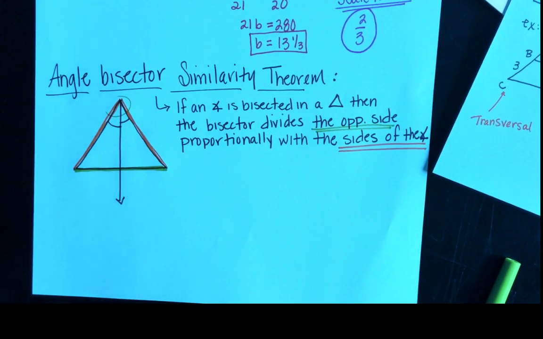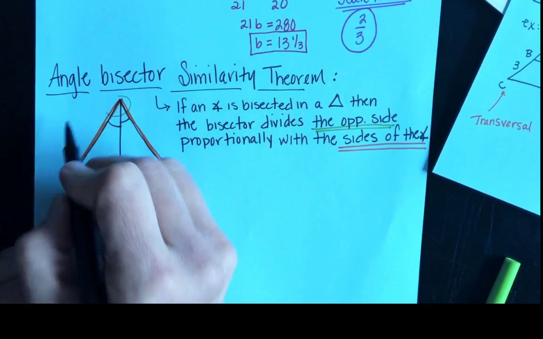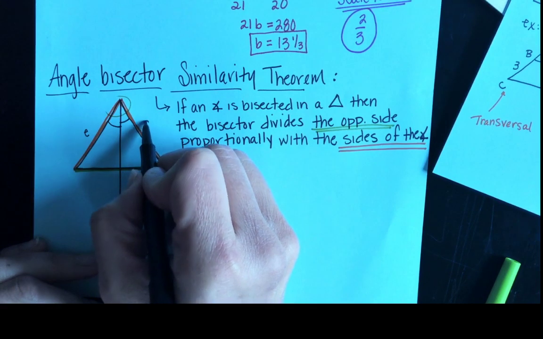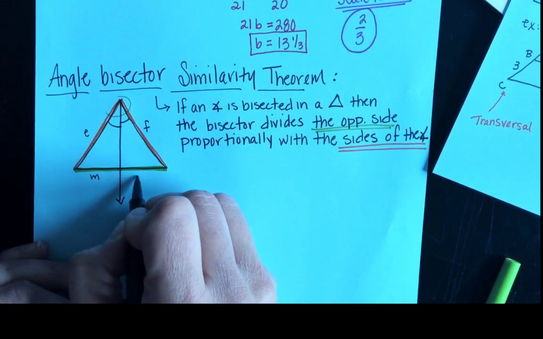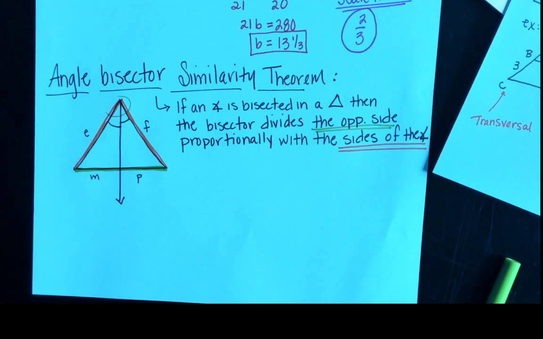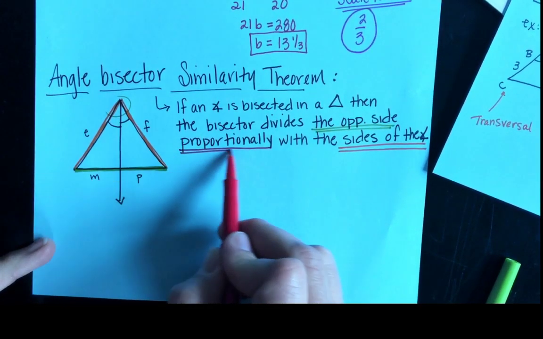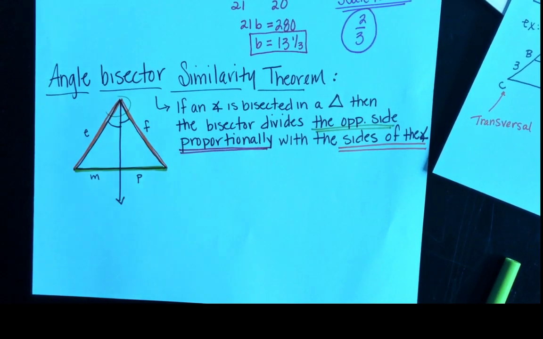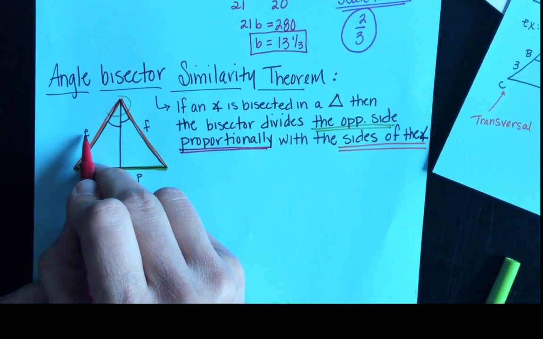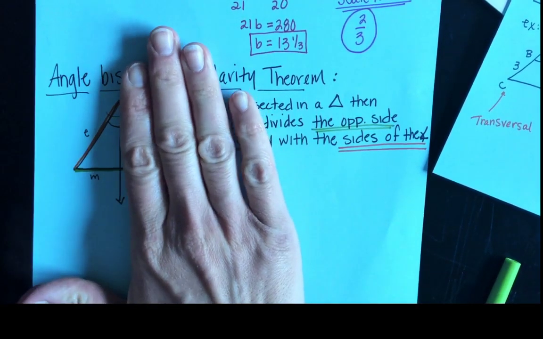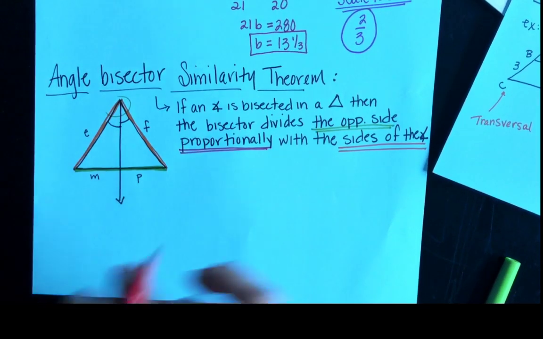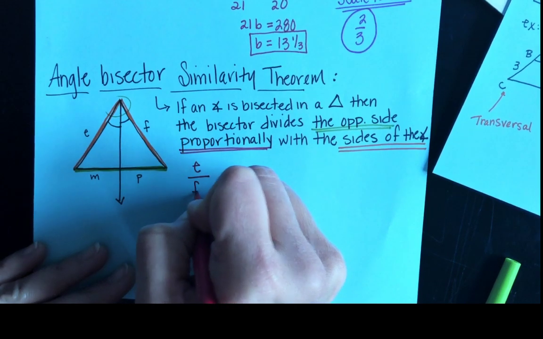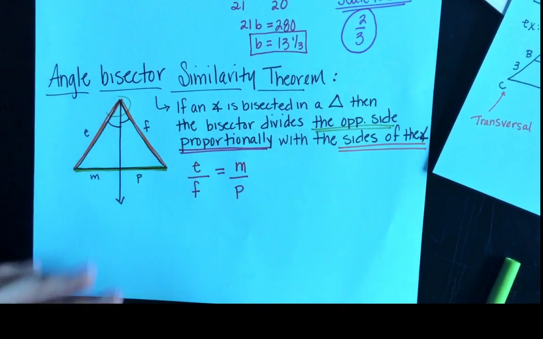So if in this problem the length of this side was E and the length of this side was F, and the length of this segment from there to the bisector was M, and the length from the bisector to the segment was P. Again, just giving it random variables. For it to divide it proportionally means it has to have the same ratio. That means that if I match this from E to F, one side of this picture to the other, it would have to match the same thing at the bottom, one side to the other. So if E is to F, then it has to match with M to P.